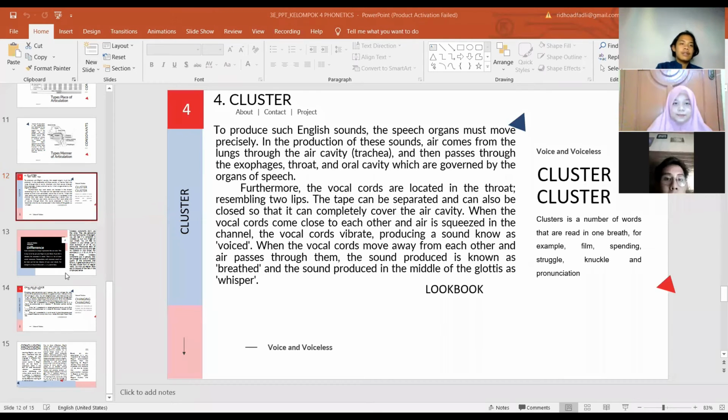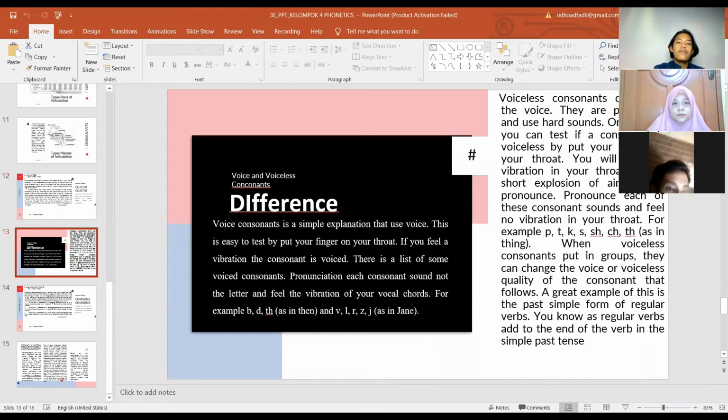For the next material, the difference between voiced consonant and voiceless consonant. Voiced consonant is, in simple explanation, a consonant that uses voice. That is easy to test by putting your finger on your throat. If you feel a vibration, the consonant is voiced.